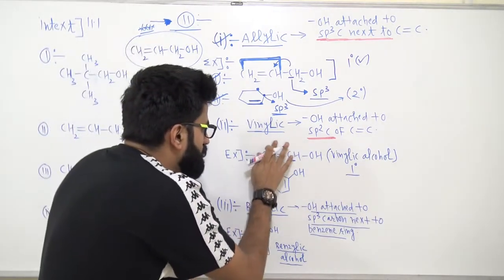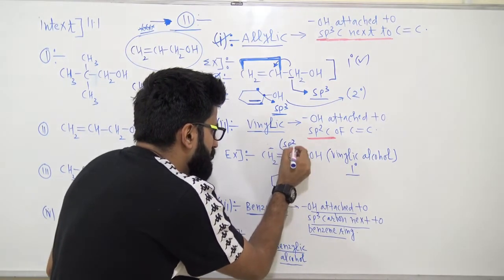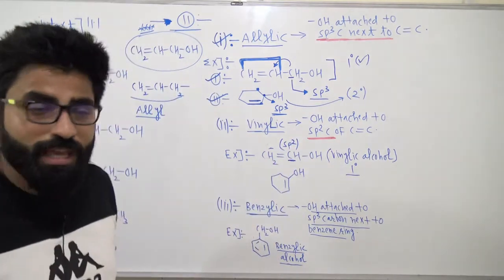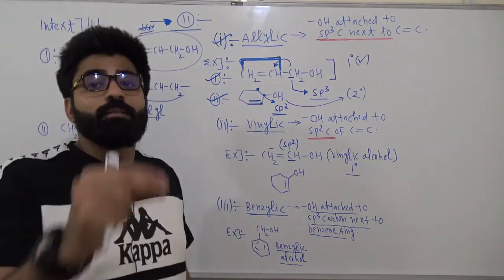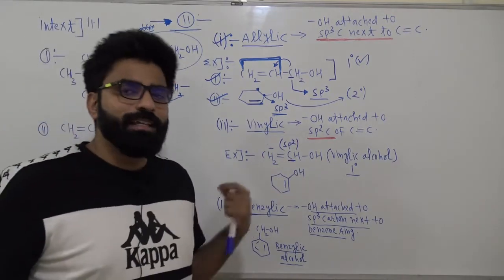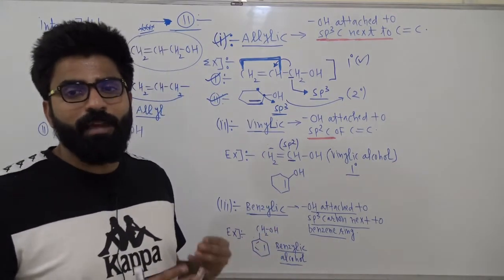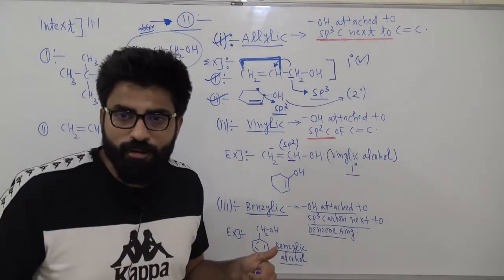The carbon to which OH is attached has sp2 hybridization. Since OH is attached to an sp2 carbon of C double bond C, this kind of alcohol is called vinyl alcohol. I hope this point is clear to everyone.